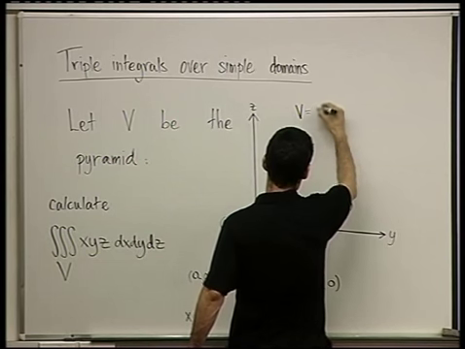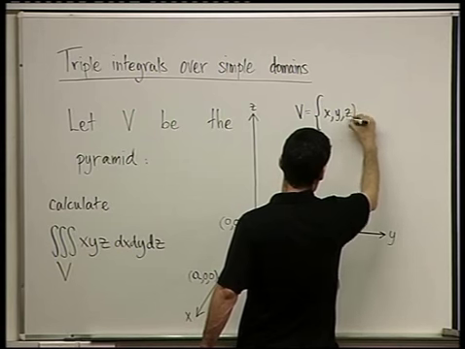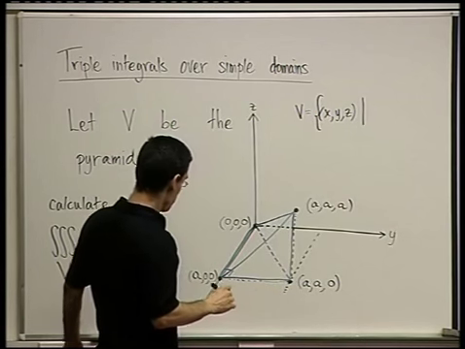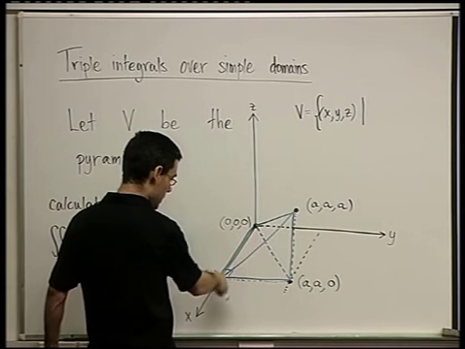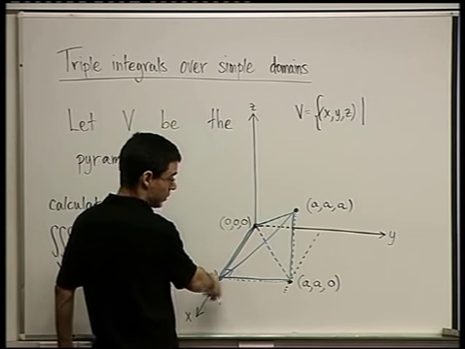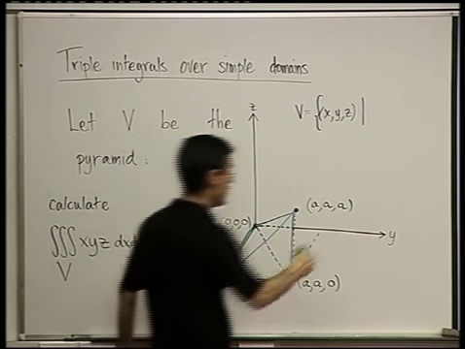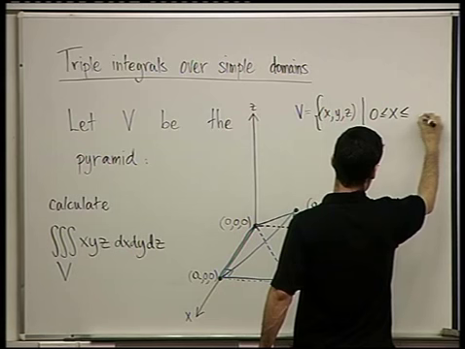V equals the set of all the points x, y, z, such that the restrictions are as follows. x is going to be between 0 and a. Do you agree that those are two fixed constants, and any point x, y, z in this pyramid has its x coordinate between 0 and a? So x is between 0 and a.